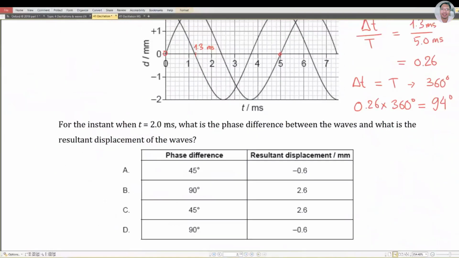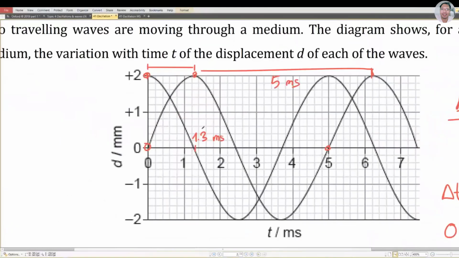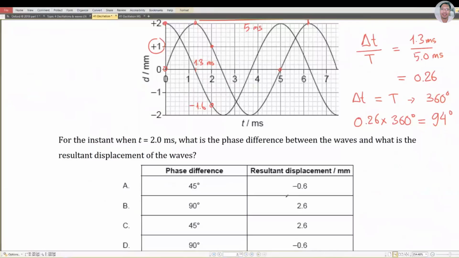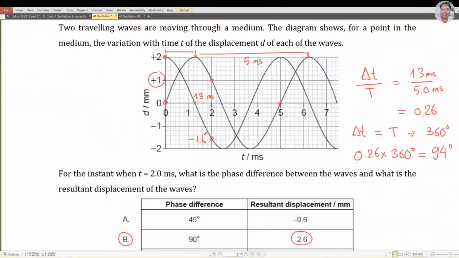Resultant displacement at 2 meters per second. The first wave here has 1 millimeter for displacement. The second wave has negative 1.6, probably 1.5 millimeters. So the difference in displacement is 1 plus 1.6, that is 2.6, at 2 seconds. So you just need to take their displacements and subtract one from another.